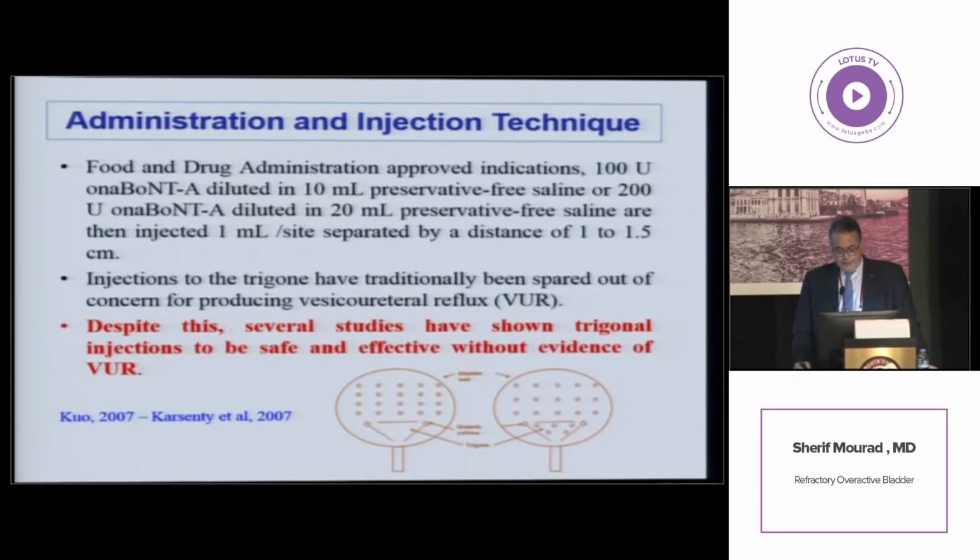The FDA approved the indication of 100 units of botulinum toxin A diluted in 10 ml preservative-free saline, or 200 units, and you can dilute it in 20 or 30 according to how many injections you are going to do, because each injection will take 1 ml. Your assistant will inject it for you while you are looking inside. The injections to the trigone have traditionally been spared out of concern for producing vesicoureteral reflux, which is not true in all the studies. And several studies have shown trigonal injection to be safe and effective without evidence of reflux.